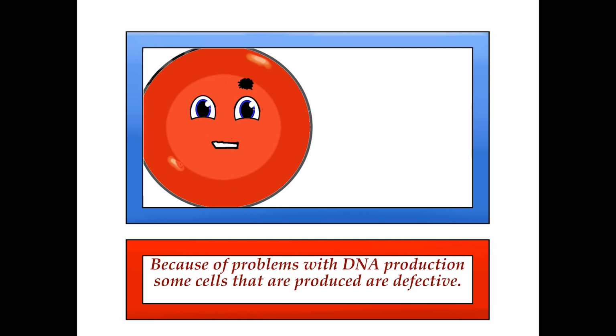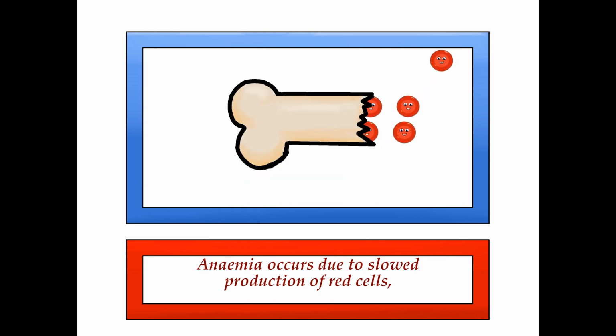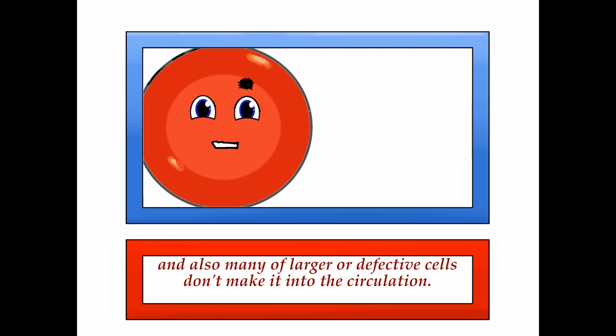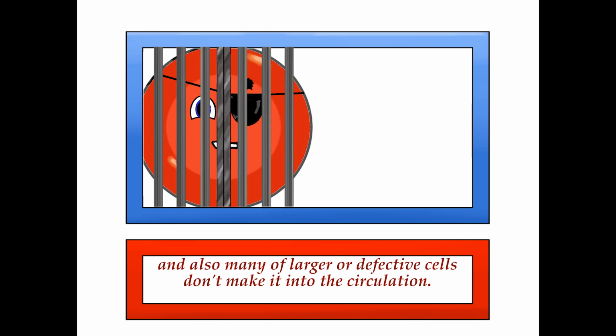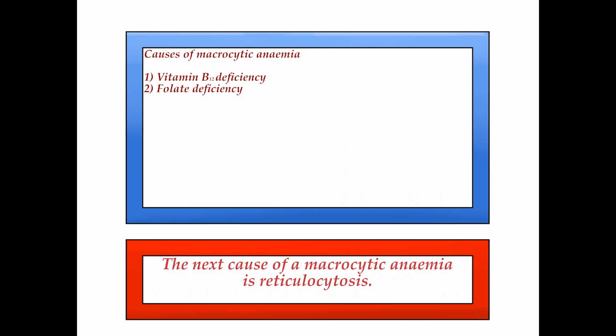Also, because of the problem with DNA production, some of the eventual cells end up deformed or just a bit rubbish. Anemia arises because the production of cells is slower, and a lot of the cells, the bigger ones and the rubbish ones, are either trapped in the bone marrow or removed from the circulation by the liver and spleen and that. The next cause of macrocytic anemia is reticulocytosis.